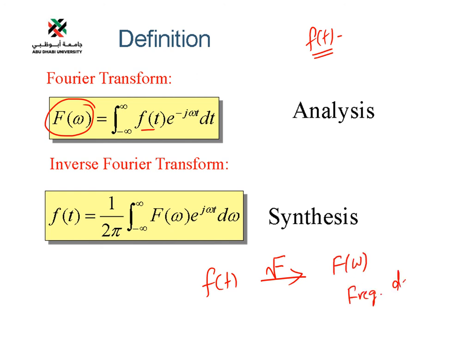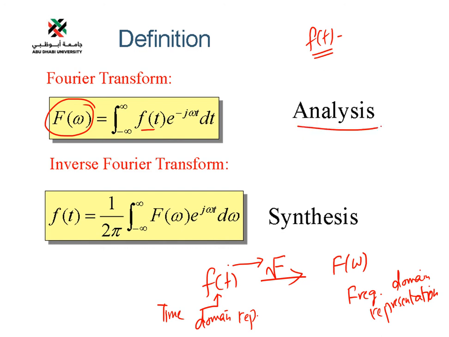This is called the frequency domain representation. This is the time domain representation. Okay, if I have a time domain signal and I take its Fourier transform, this is the symbol of the Fourier transform, we will get F of omega, the Fourier transform of the time domain signal, the frequency domain representation. So we multiply f of t with e to power minus j omega t and integrate. This is also called the analysis equation.